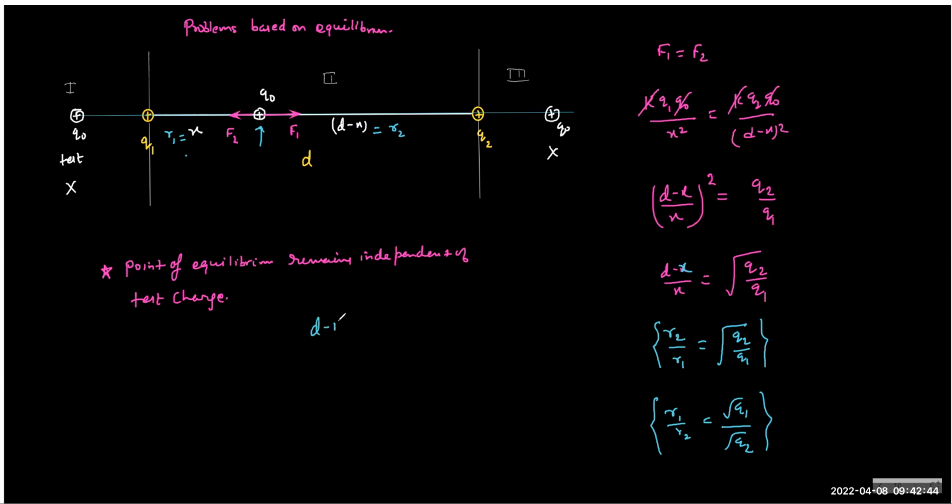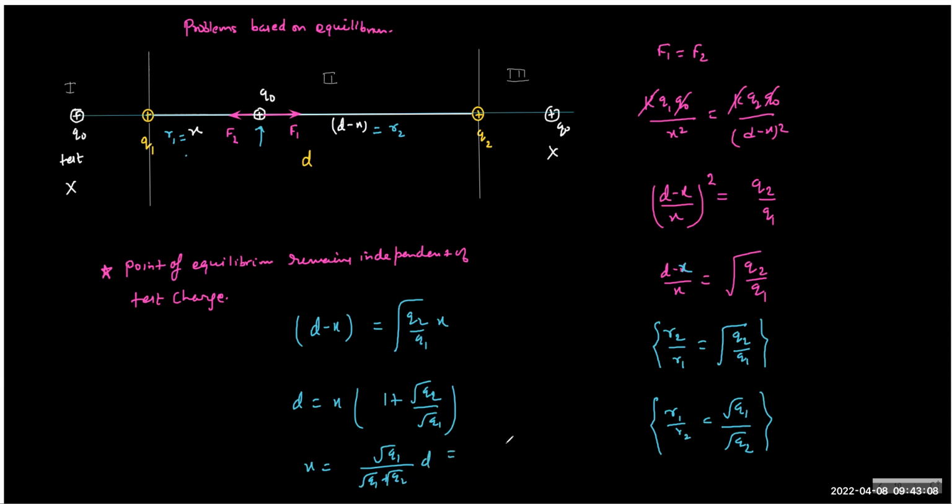So d minus x is equal to root q2 by root q1 into x. So d we can write as x common, 1 plus root q2 by root q1. x turns out to be, or you can say d upon, that's a better way of writing, 1 plus root q2 by root q1. So the answer is very simple.